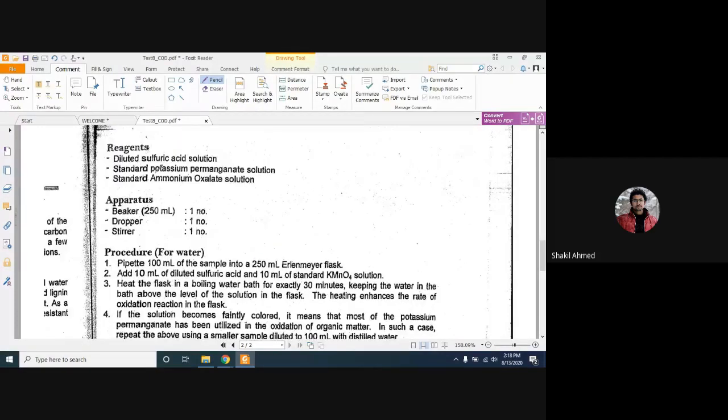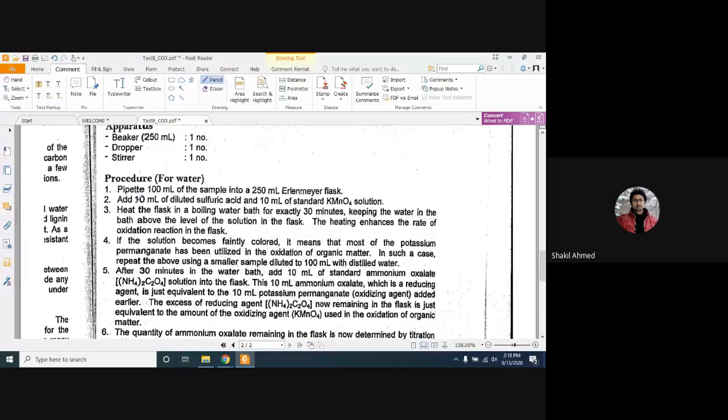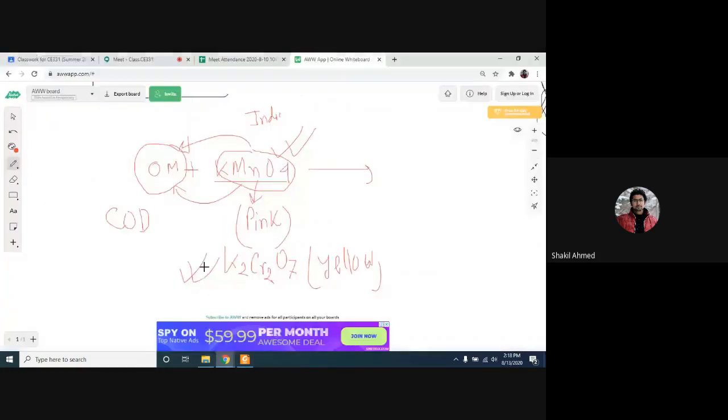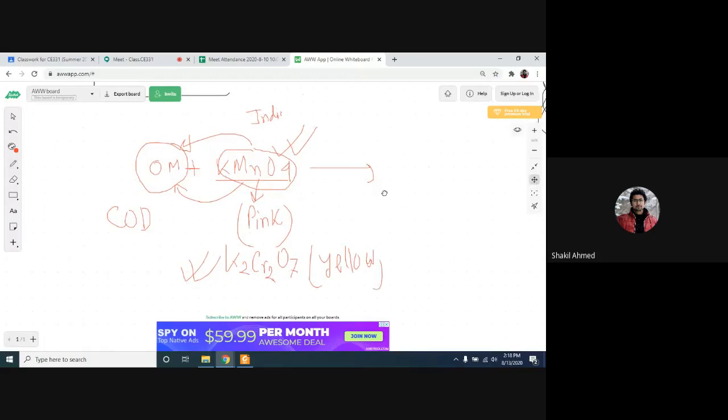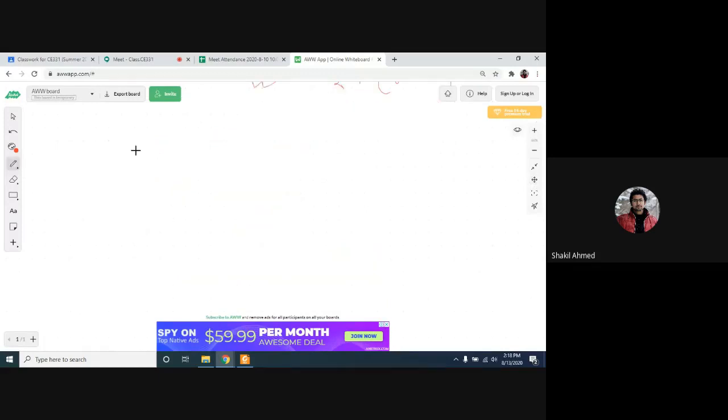So the procedure is this. First of all, in a 250 milliliter Erlenmeyer flask, you take 100 ml of the sample for which you need to determine the COD. So you take a 100 ml sample.